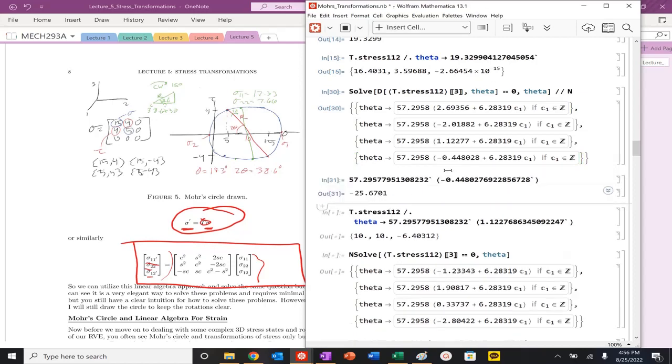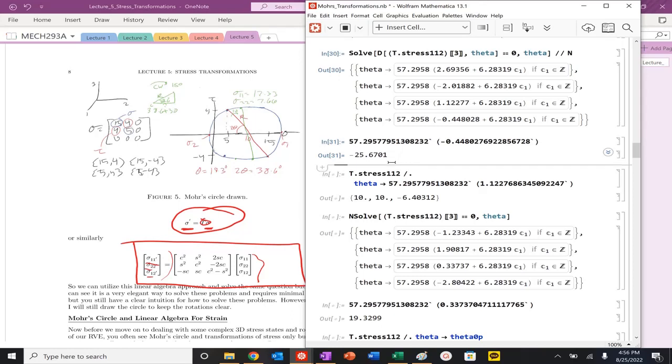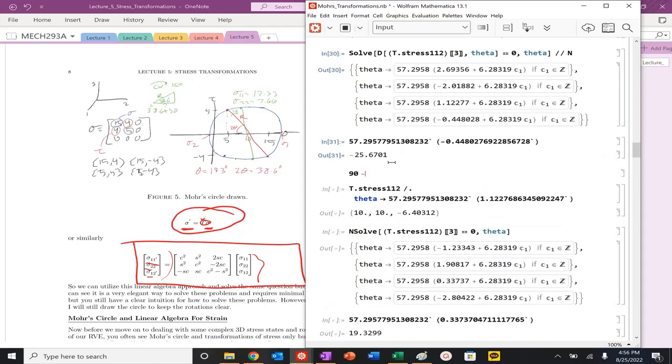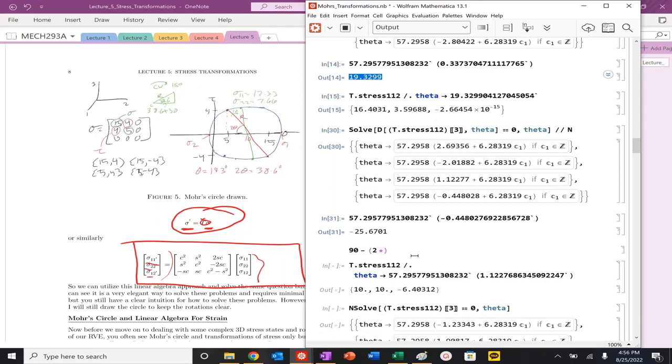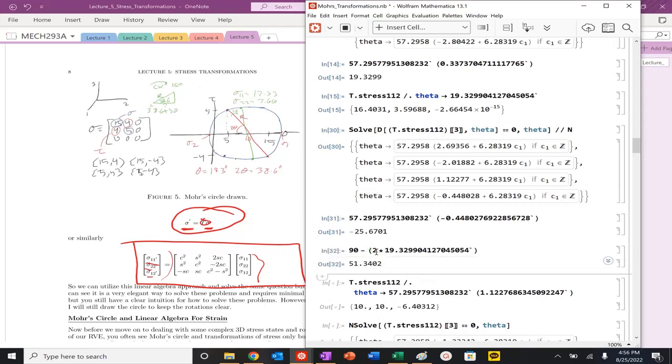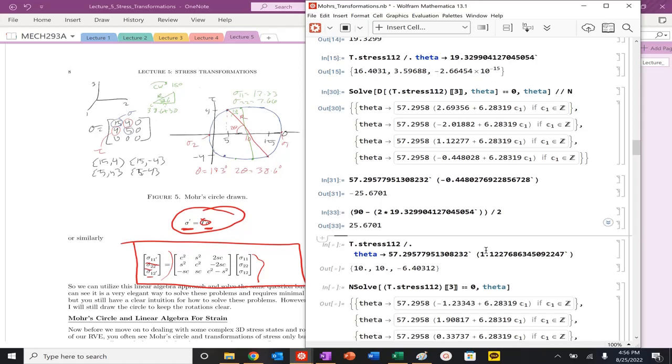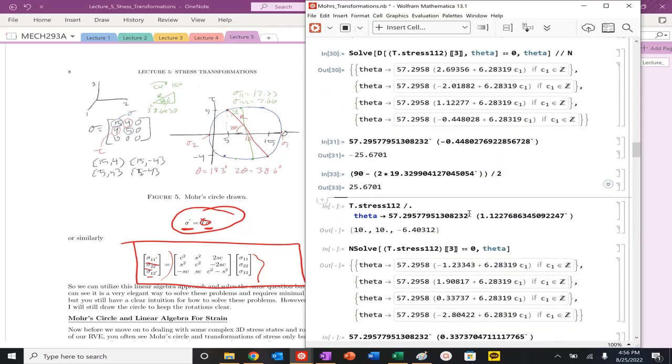And you can see these are, again, negative values for clockwise rotations. Remember what we said in the last video: to find that rotation, it was going to be 90 minus 2 times our 19.392. So this is our rotation in 2 theta space. We have to divide this by 2 to find the real space, and we'll see that it matches. So that's the rotation angle required to find our maximum shear stress state.